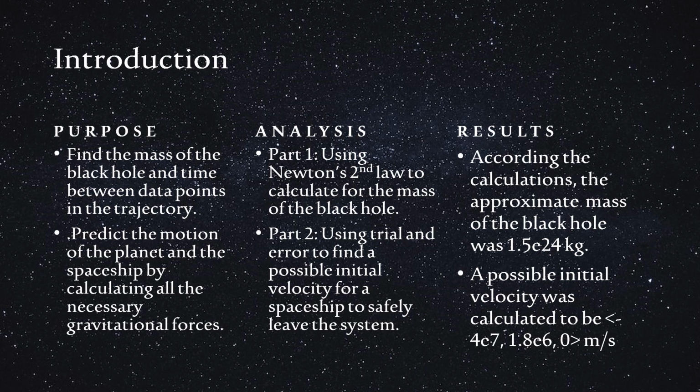In part 1, we used Newton's second law to calculate the mass of the black hole, and in part 2, we used trial and error to find a possible initial velocity for the spaceship to safely leave the system by being as close to the black hole as possible. The results, according to the calculations: the approximate mass of the black hole was 1.5 e24 kilograms, and the possible initial velocity was calculated to be negative 4 e7, 1.8 e6 meters per second.